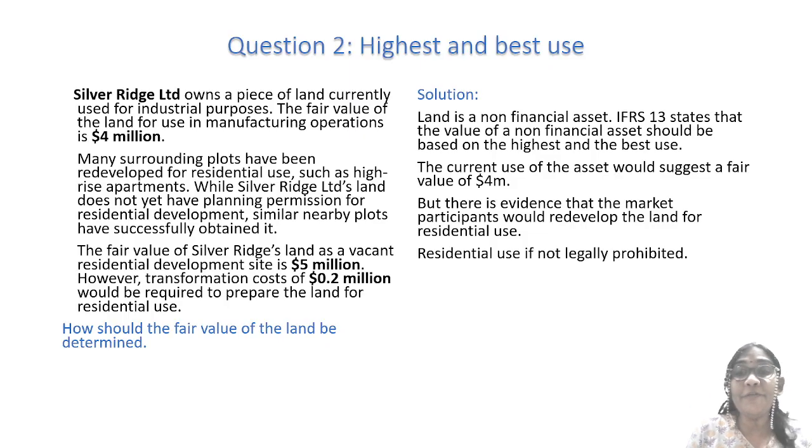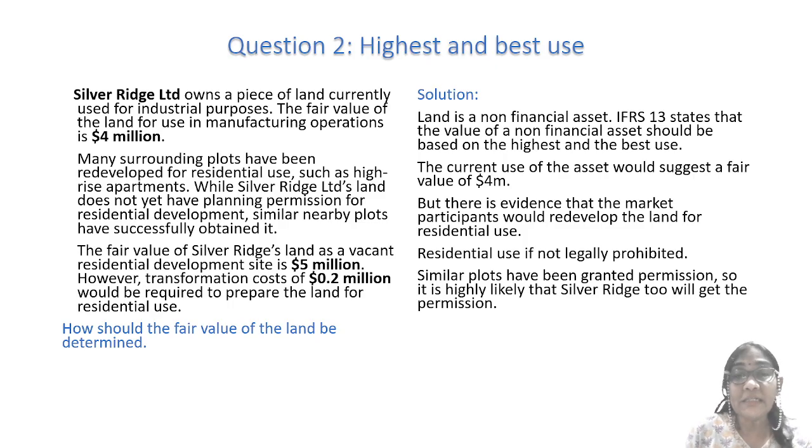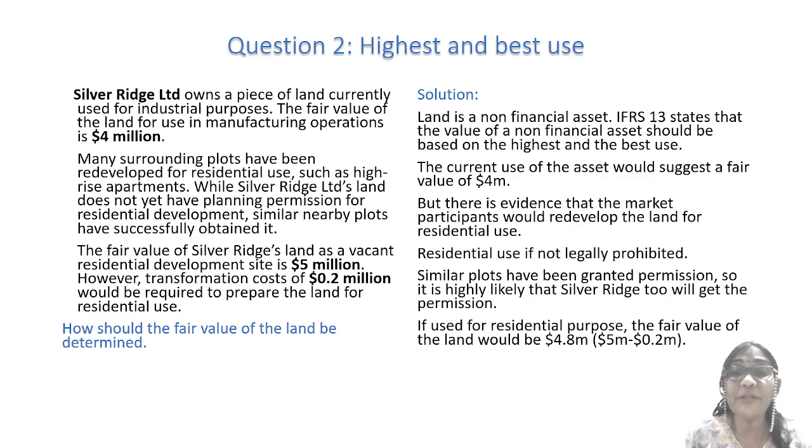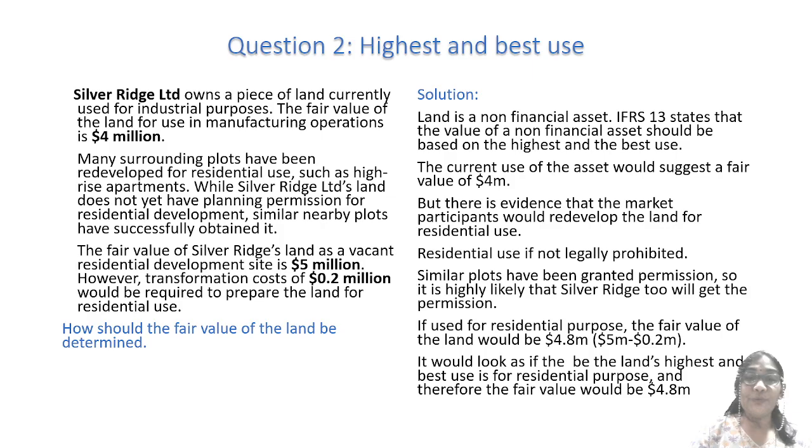To redevelop it for residential use, it is possible to get the permissions. It is not legally prohibited. To get it converted into residential use, to get the permission, they are going to incur a cost of 0.2. Therefore, if used for residential purpose, the fair value of the land would be 4.8 million. That is 5 million minus the cost to convert it into residential use. It would look as if the land's highest and best use would be the residential purpose, and therefore the fair value would be 4.8 million.